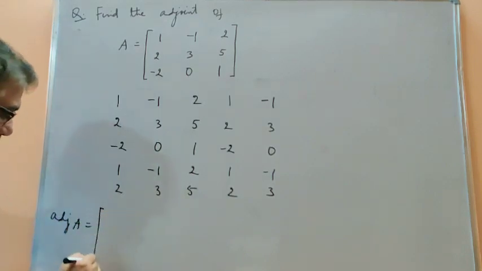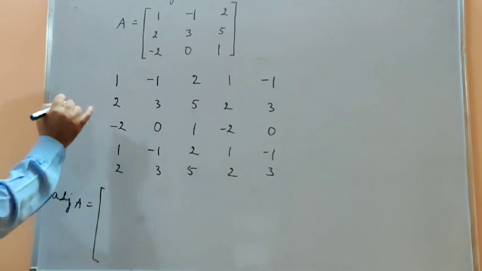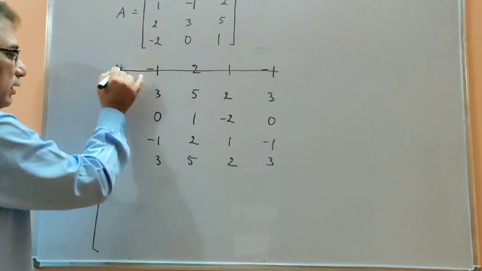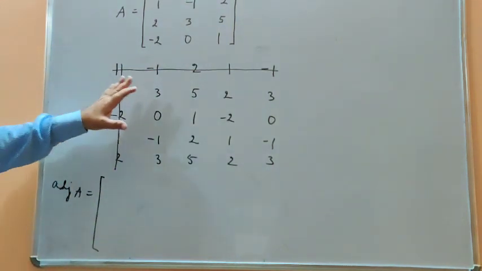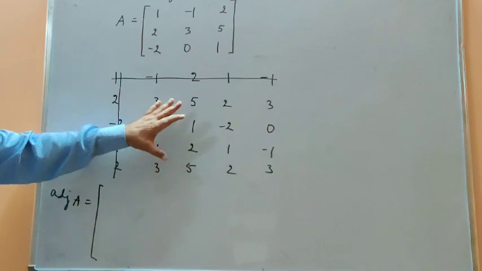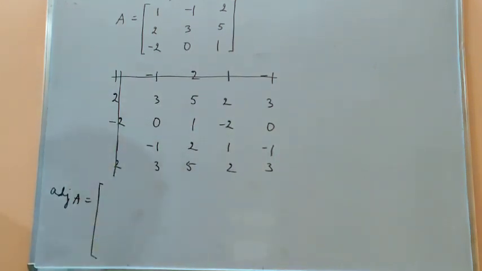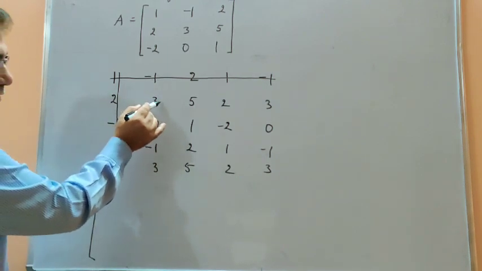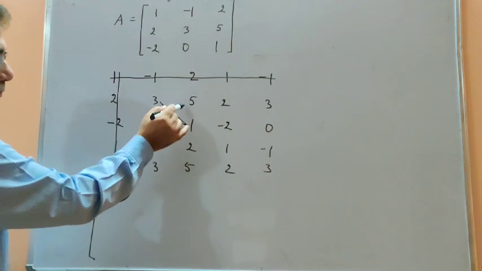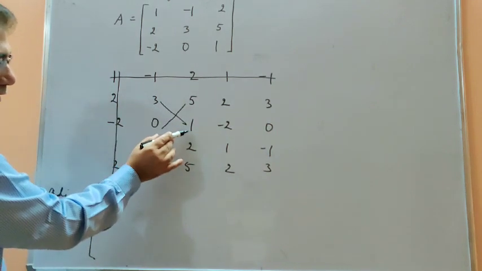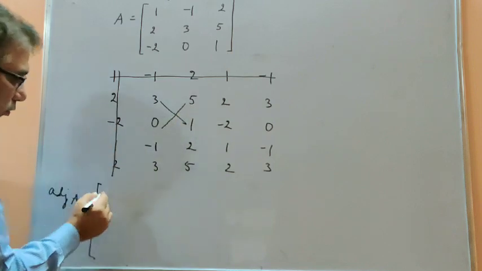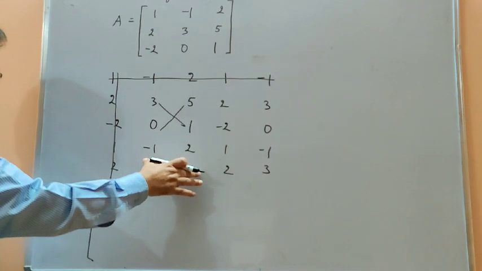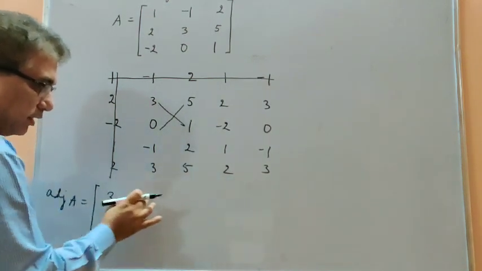Now I am writing the answer straight, adjoint A. What we'll be doing here is we'll cancel row 1 and column 1. So we are left with a matrix of order 4 by 4. Now we are going to calculate in this way. First we'll multiply these two minus these two. So 3 minus 0 is 3 here. We are doing this operation column wise, but the result will be written row wise.